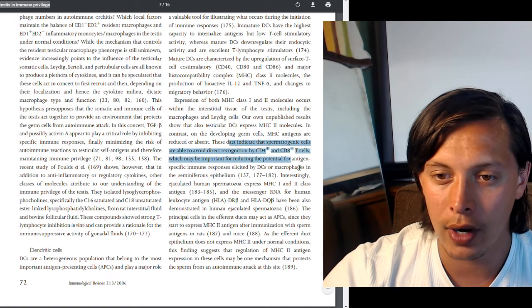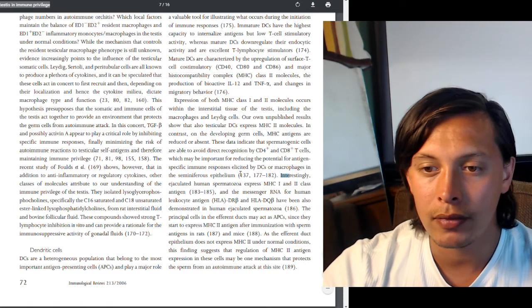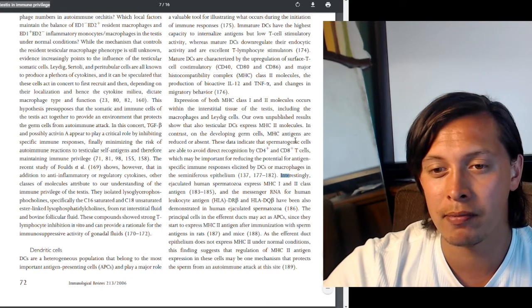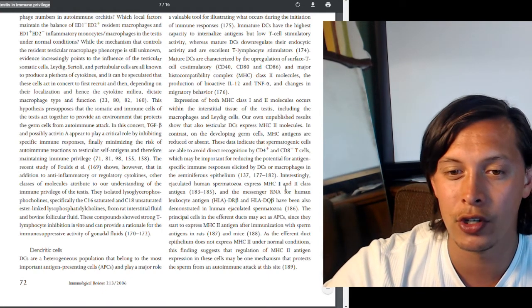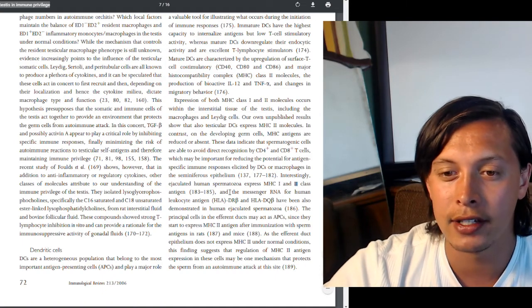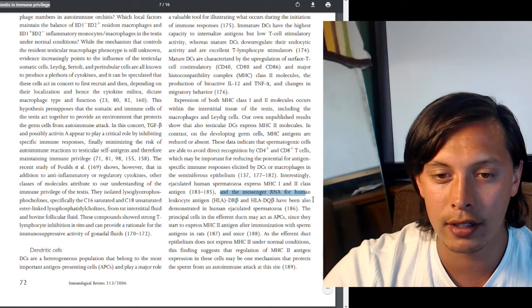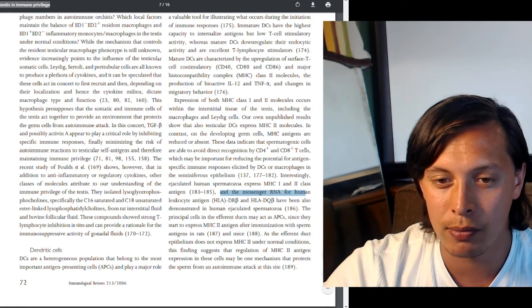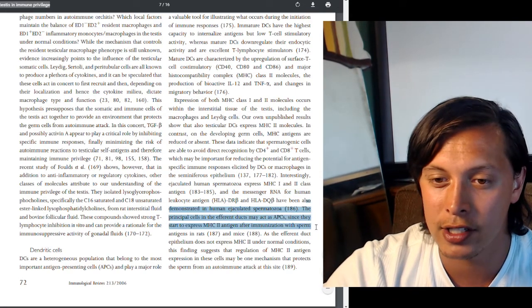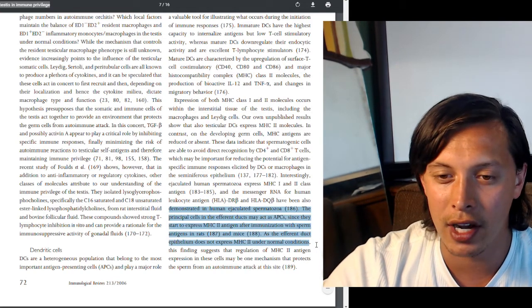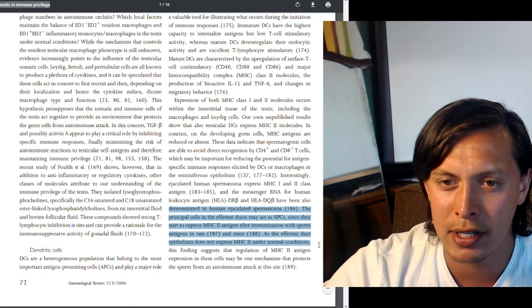So I will continue. Interestingly, ejaculated human spermatozoa express major histocompatibility complex 1 and 2 class antigen, and the messenger RNA for human leukocyte antigen have also been demonstrated in human ejaculated spermatozoa. The principal cells in the afferent ducts may act as APCs.